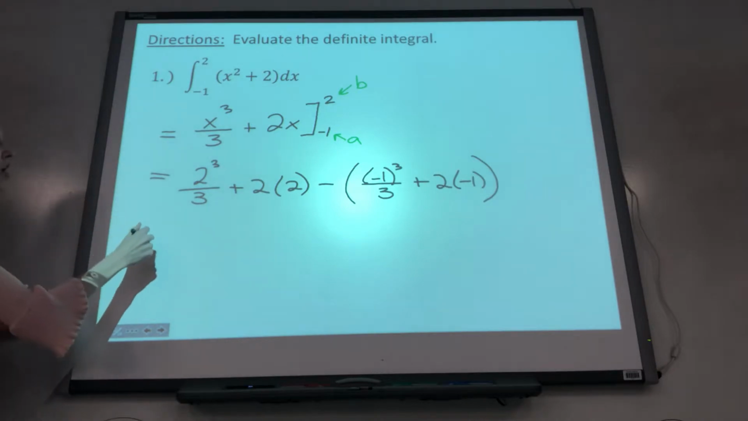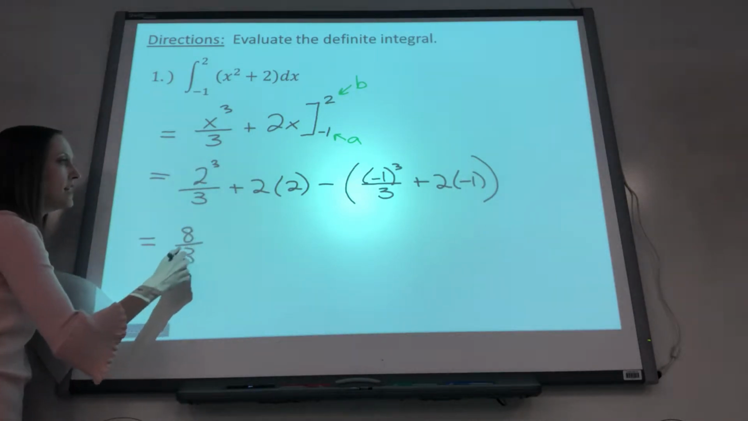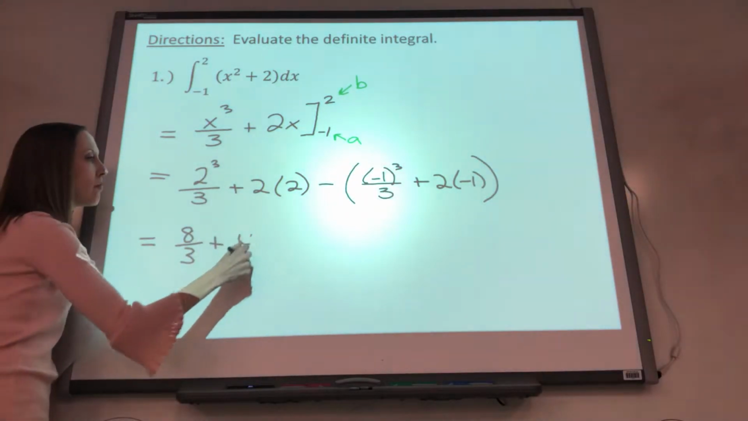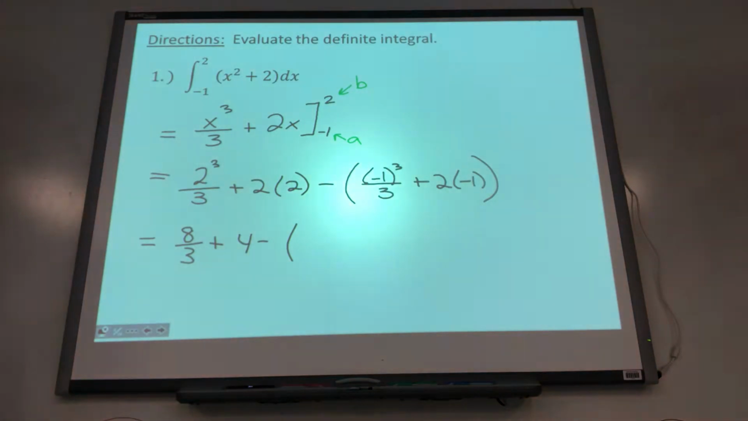Now we just have to go through and evaluate. 2 cubed is 8. So this is 8/3 plus 4. Now, I don't like to do too much at once. I'm afraid I'm going to lose a negative somewhere.